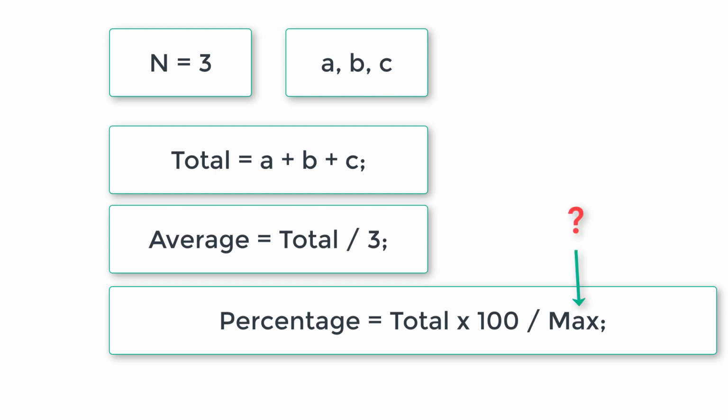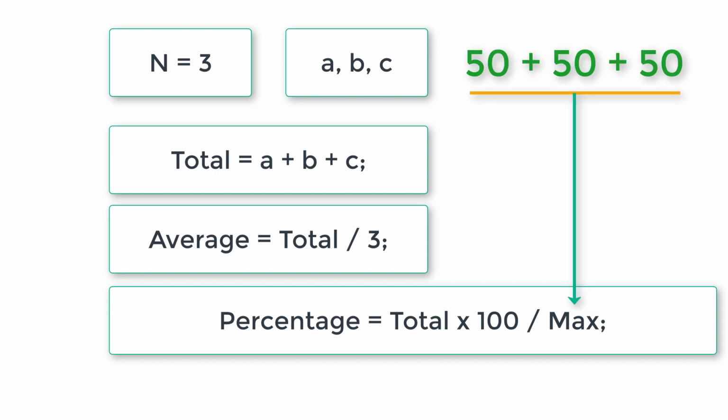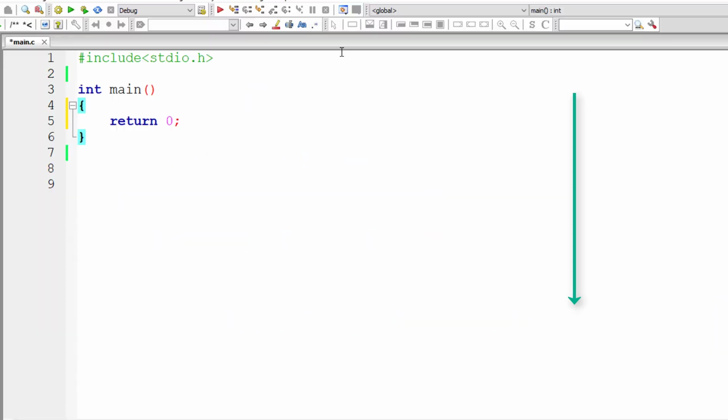But what is max here? Max is the maximum marks for which the exam was conducted for all these 3 subjects. In this case max will be 150. If maximum marks per subject is itself 150, then 150 plus 150 plus 150 is 450. So max value will be 450. The total marks for which the exam was conducted should be stored inside max, and I'll ask that value from the user itself.